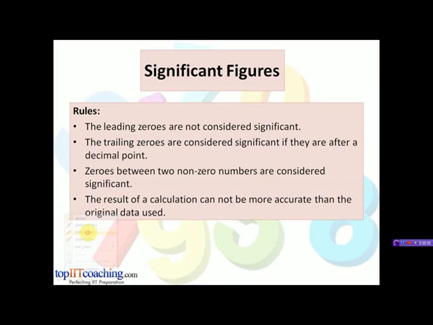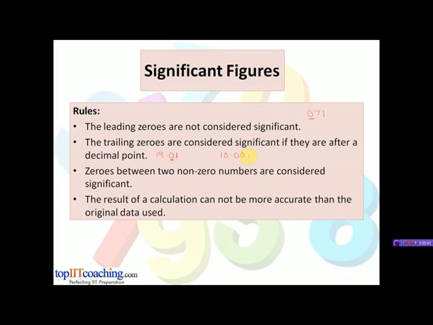The first rule says that the leading zeros are not considered significant. For example, if you write a number 071, then this zero will not be considered significant. The second rule: the trailing zeros are considered significant if they are after a decimal point. For this particular rule, two cases are possible. In the first case, if there is a significant number after that zero, the zero will be considered significant. But even otherwise, we can have significant zeros even if there are no more significant numbers after them.